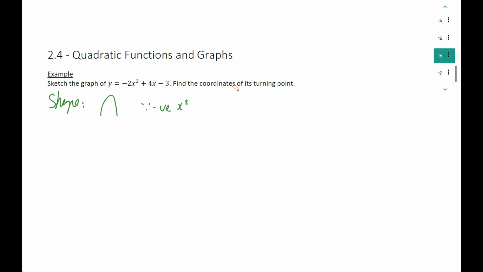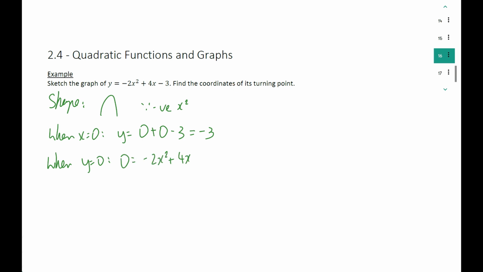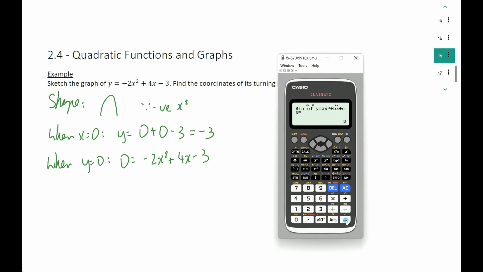Next, find the y-intercept. When x equals 0, y equals 0 plus 0 minus 3, which is minus 3. When y equals 0, 0 equals minus 2x squared plus 4x minus 3. Now you can factorize, use the quadratic formula, whatever. I'm just going to use a calculator. So to use a calculator, I can just do minus 2, 4, minus 3.